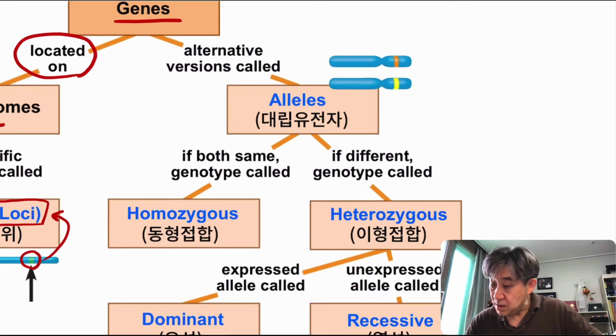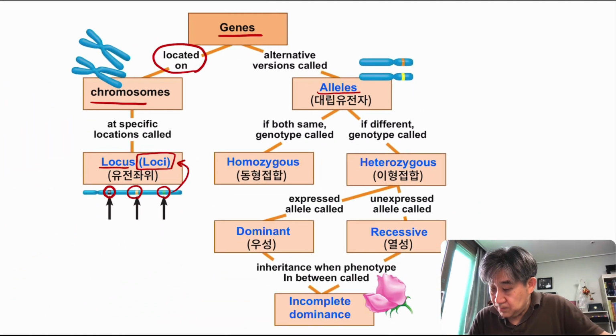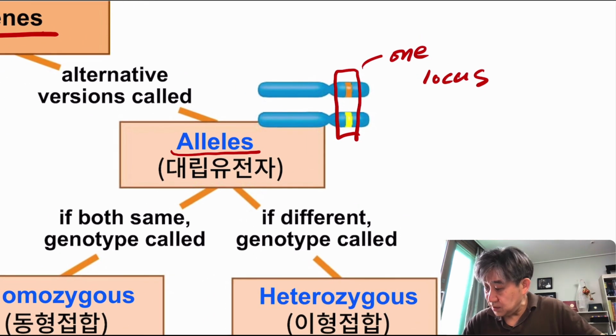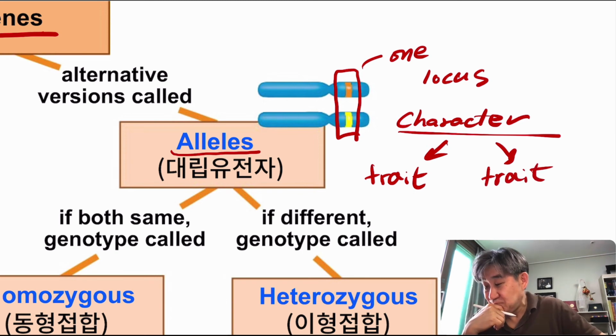Now another terminology originated from Mendelian genetics is alleles. For genes at a particular location, this is one locus. But the genes here are in different color coding intentionally, right? This is one character, but 2 different traits. One trait is orange, and the other trait is yellow. Maybe eye color. One eye color is orange, and the other eye color is yellow, for example.